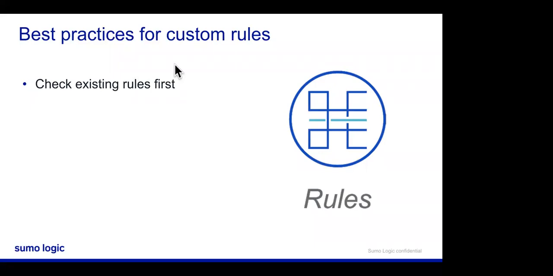Best practices for custom rules. Check to see if the rules exist first. Check that the rule already exists. Use that rule because we're going to maintain it. Any custom rules you create, you've got to maintain. We don't maintain them. Obviously, we don't know about them, so they're up to you to maintain.